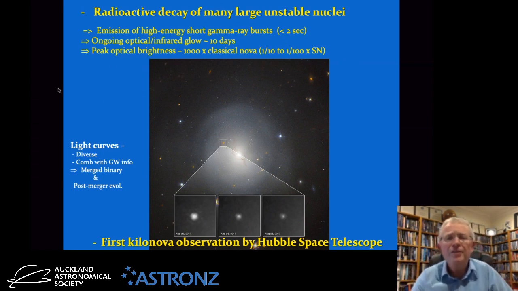This here is a Hubble Space Telescope image in infrared and optical wavelengths. This was the first kilonova observation by the Hubble. So that was it there, and that was in August 2017.